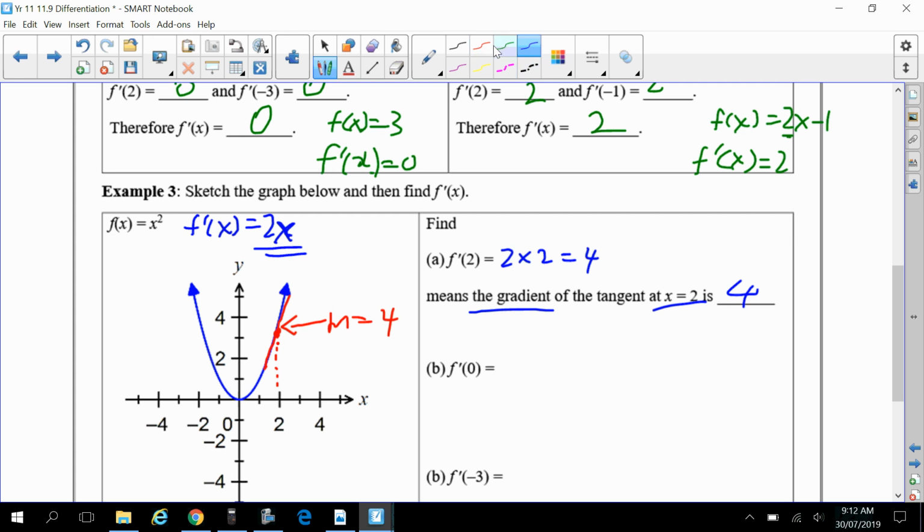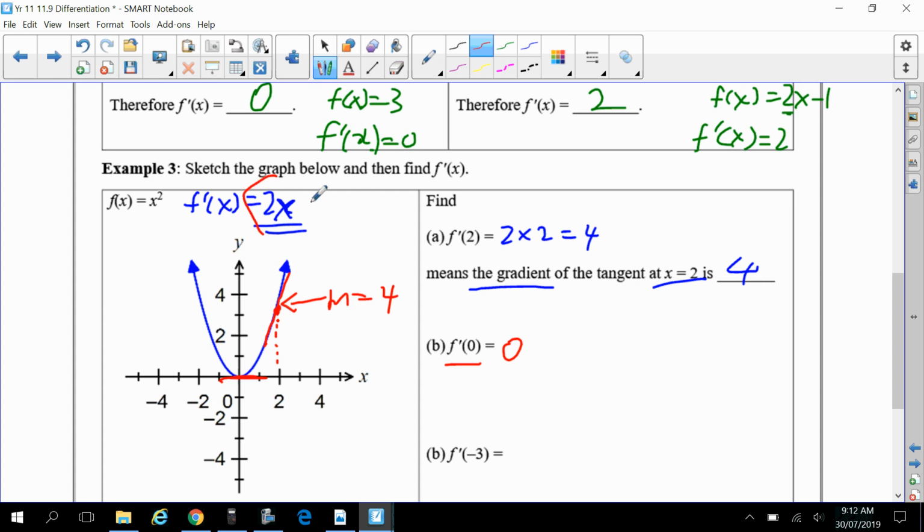What would this mean? How do I find this one? f dash of 0. Alex Palmer, what's f dash of 0? 0. Why? Because the gradient of the tangent is 0. Straightforward. Or you can use that formula. Both give you the same answer. And finally, Ethan, what's the gradient at negative 3? Negative 6. Yep.